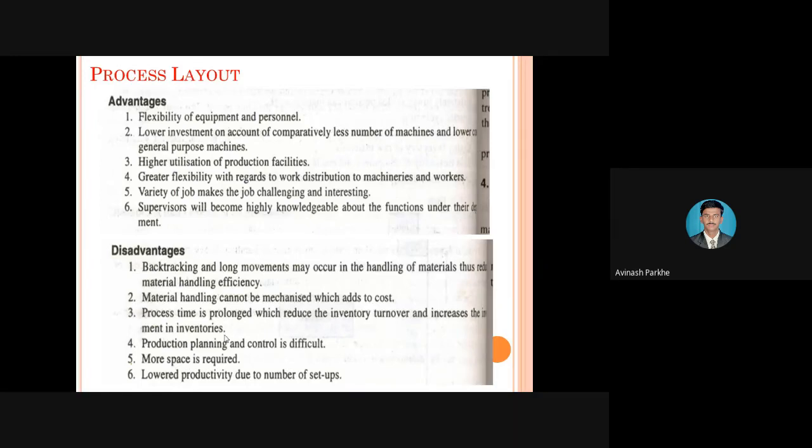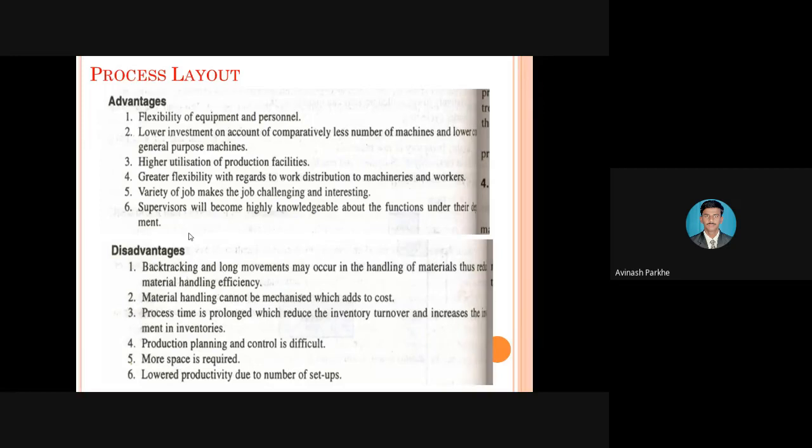And if your space increases, proper production planning does not take place, backtracking takes place, and long movements will be traveled by the operator and by the material handling, so your productivity goes on decreasing. So at the end, all these disadvantages affect the productivity. Every layout has some advantages and some disadvantages, so as per the requirement of the product, we have to design that particular layout.